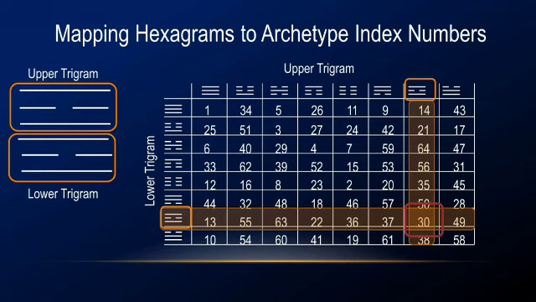So let's go through the lower trigrams and find a solid, open, solid. Oh yeah, there it is. It's the second from the bottom. So on the lower trigram, we found the second trigram from the bottom.